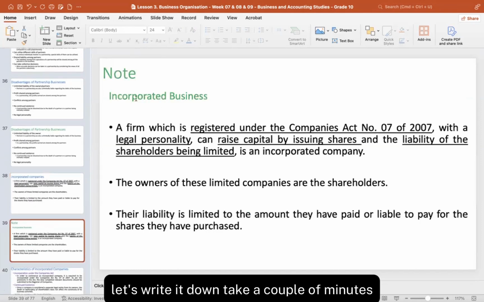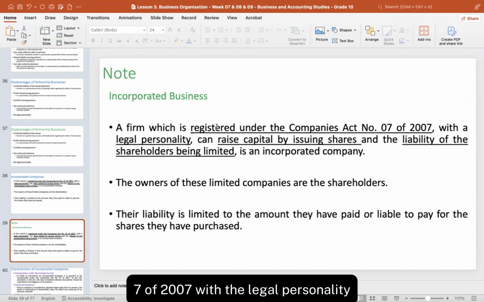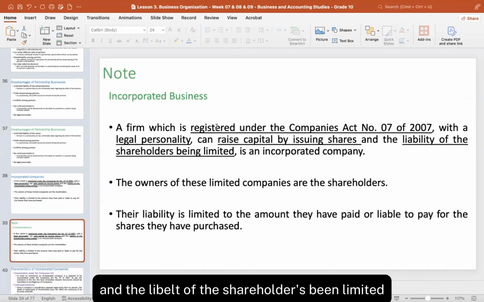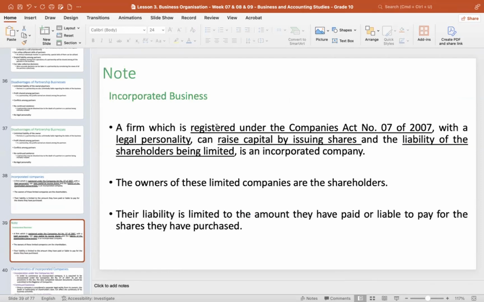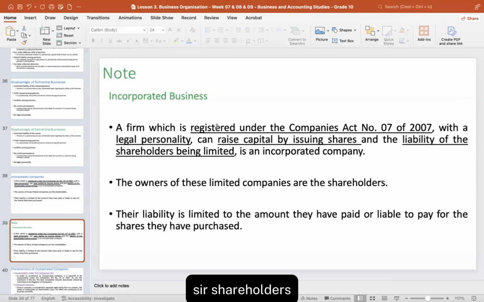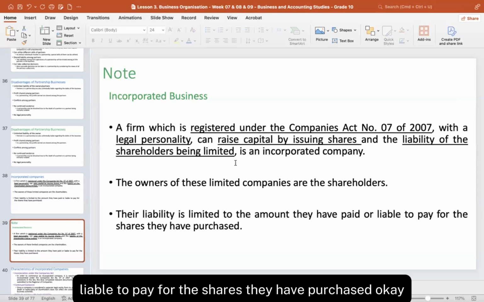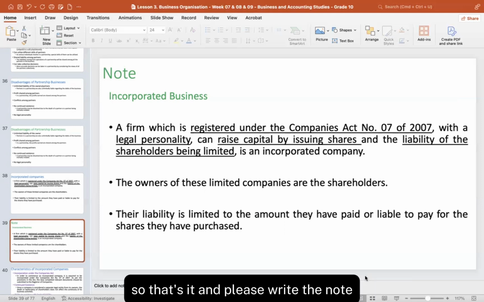Take a couple of minutes, put the subheading as incorporated companies. I will read this out. A firm which is registered under the Companies Act number 7 of 2007 with a legal personality can raise capital by issuing shares, and the liability of the shareholders being limited is an incorporated company. The owners of these limited companies are shareholders. Their liability is limited to the amount they have paid or liable to pay for the shares they have purchased. Okay, so that's it. And please write the note.